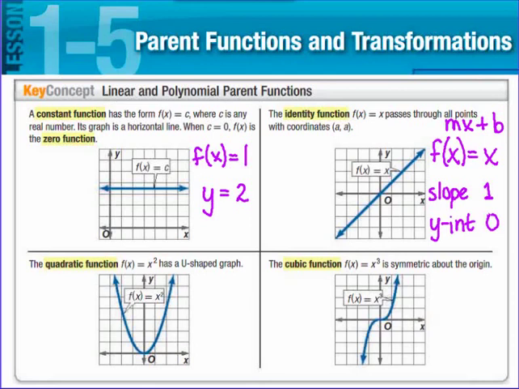The quadratic function, and you've heard me use the word quadratic over and over again. Quadratic means x squared. So that's what you have to look at. It has a U-shaped graph. That is the parent function f of x equals x squared.